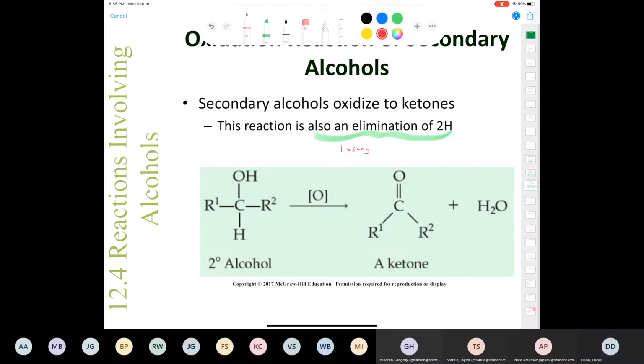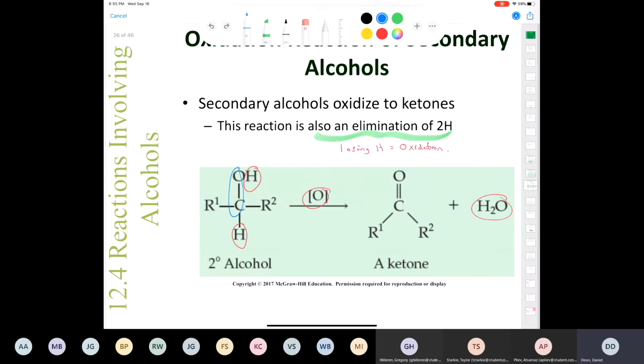Losing hydrogen is reduction. No, I didn't say that. Losing hydrogen is oxidation. I'm getting tired. Anyhow, losing hydrogen is oxidation like that. So we're going to lose 1, 2 hydrogens. Those are going to combine with the oxygen from the oxidizing agent to make water. And then you're going to make a double bond between the carbon and the oxygen to make a ketone, just like that.